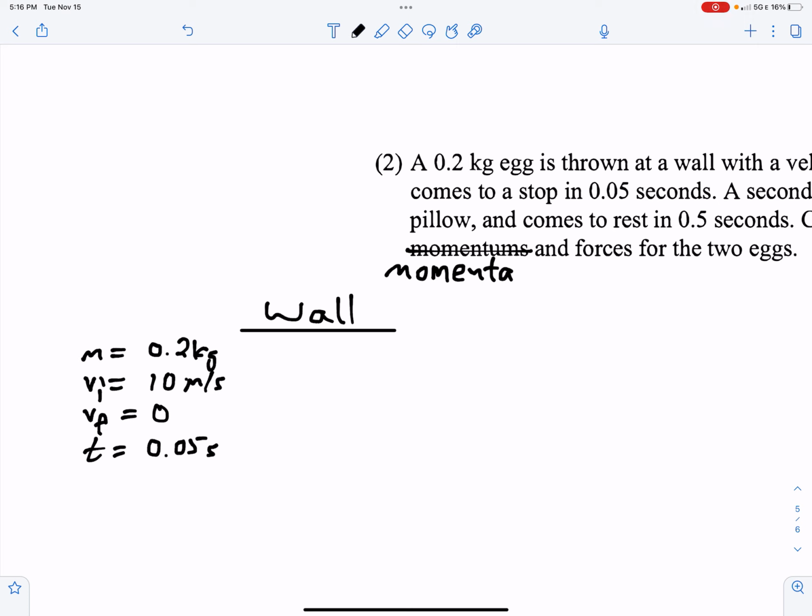Okay, so what do we have? We have delta P, the change in momentum. Okay, so J equals mv final minus mv initial.